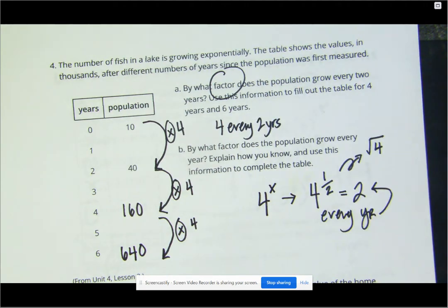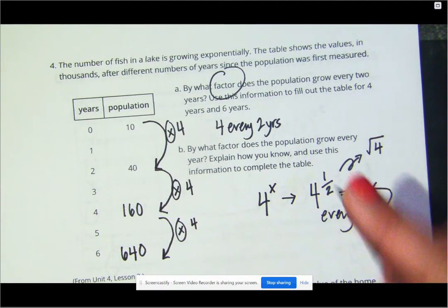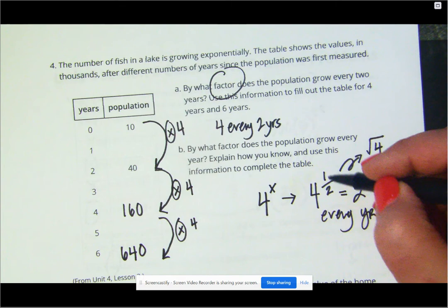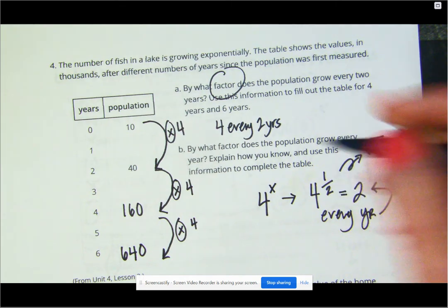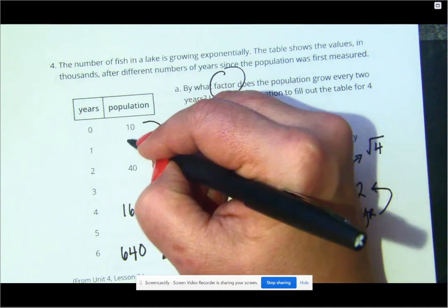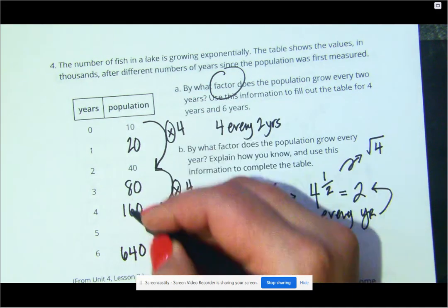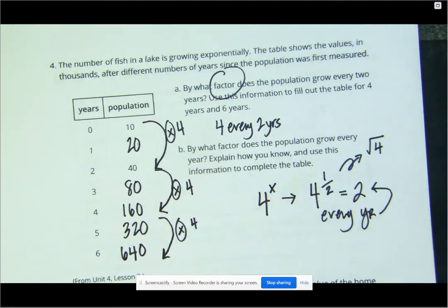Again, this might be one that you could figure out without thinking of it this way, but I wanted to emphasize how we take that exponent and we break it down. Okay, so now let's go figure out this. Every year it doubles. So that's 20, that's making sense. That's 80, that's making sense. That's 320, it's making sense.